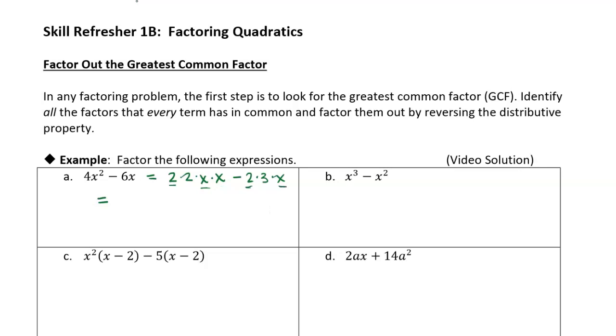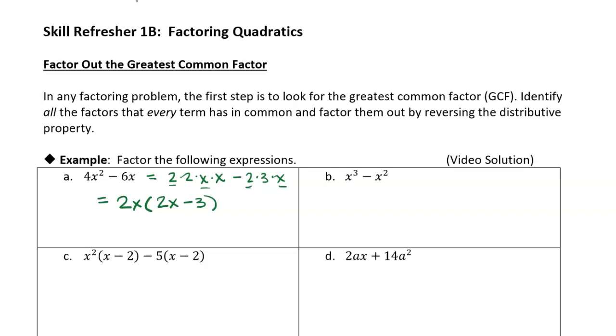So if we factor out a 2x, then what we're left with in parentheses is whatever we didn't factor out. So if we factor out a 2x, then we're left with 2x inside the parentheses, and then over here we've got a minus 3. Now you can always check your work, because if I use the distributive property on this new expression, it should be the same as what we had in the first place. So if I distribute the 2x across this binomial, I'll end up with 4x squared minus 6x, which is what we started with. So these two expressions are equivalent to each other.